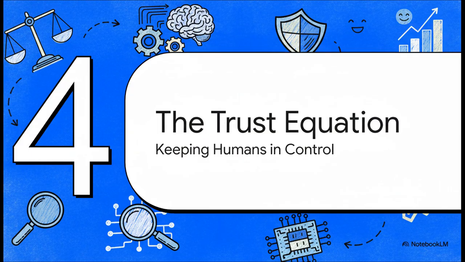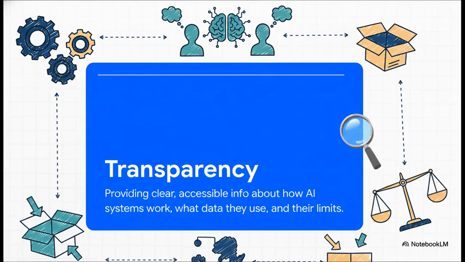So at the end of the day, none of this matters. The philosophy, the blueprint, the rules. If people don't actually trust these systems. And building that trust, well, that's the trust equation. And it's all about keeping humans in control. A massive part of that equation is transparency. But let's be really clear about what that means. It does not mean dumping a million lines of code online that only 3 people in the world can understand.